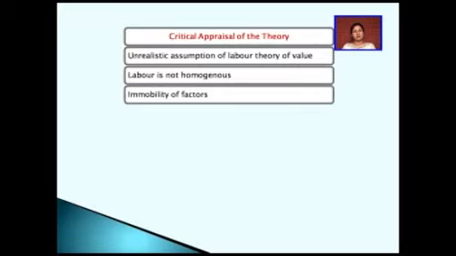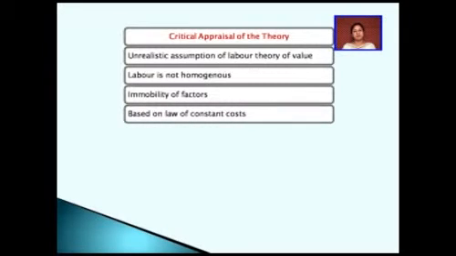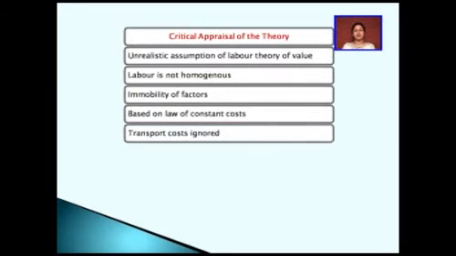This is also unrealistic because the factors of production are always mobile. According to Ricardo, the theory of comparative cost is based on the law of constant cost. But as we are clear, we know that as we increase the level of output, the cost per unit decreases with every increase in the level of output. So it cannot be. Ricardo told that there should be no transport cost.